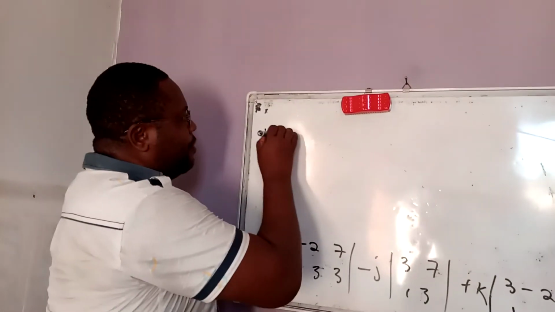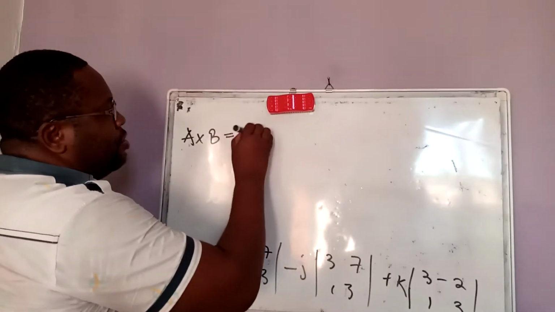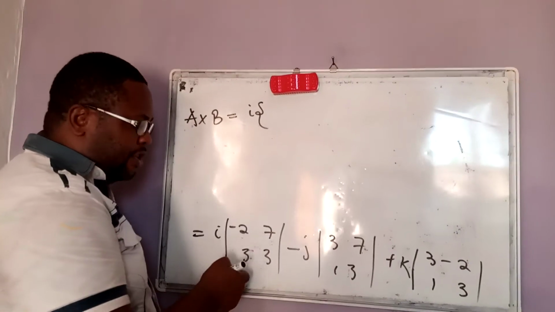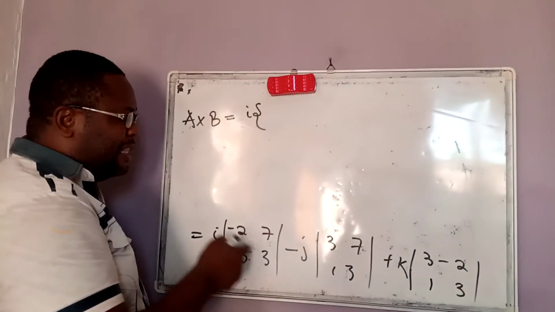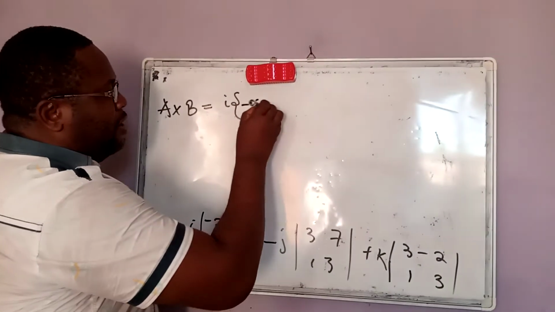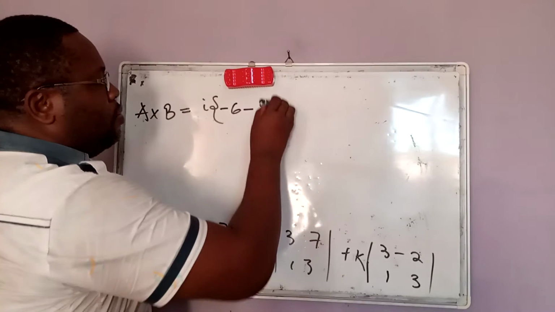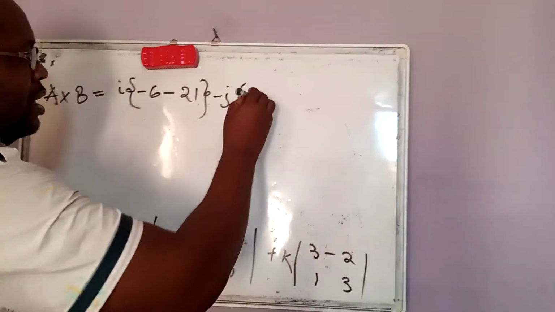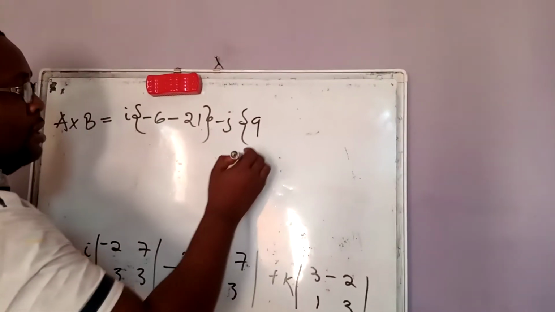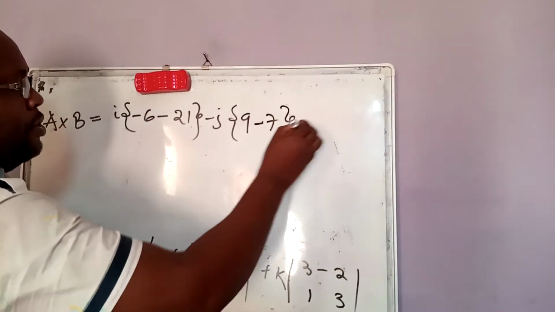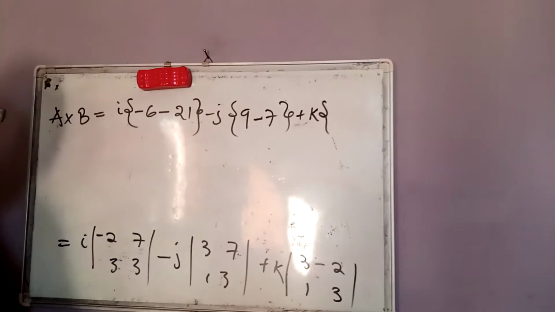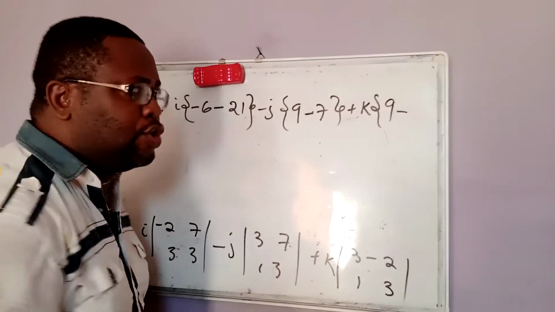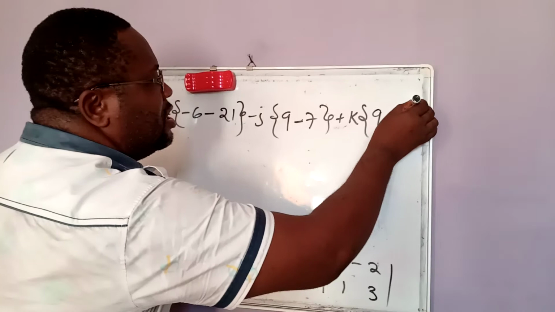So you discover that A cross B simply becomes equal to, I'm going to have i, open a bracket. To find the determinant of a 2 by 2 matrix, simply multiply this way, minus the other diagonal. Now when you do that, 3 times minus 2 is minus 6. So I have minus 6, minus 3 times 7 is 21. I close. Then we have minus j. When I have minus j, 3 times 3 is 9. So I have my 9 here, minus 1 times 7 is 7, and I close. Then I have k. I open a bracket. 3 times 3 is 9. So I have my 9, minus 1 times minus 2. So I simply put a minus 2 here to distinguish it from that other minus.